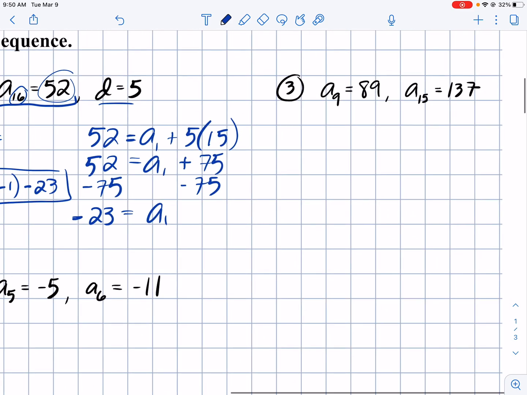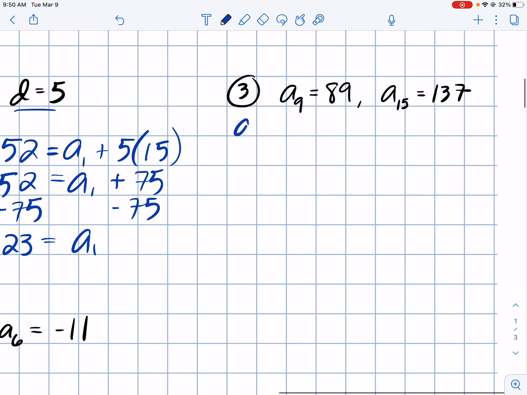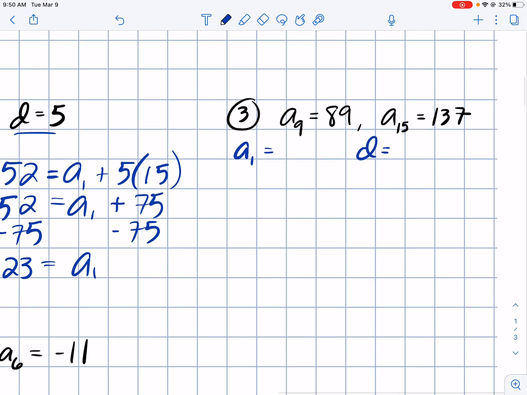For number 3, now you're missing both. You're missing the first term and we're missing the common difference. Okay. Well, you can treat these just like inputs and outputs, where 9 is your input, 89 is your output. Term 9 gets you 89, and term 15 gets us 137. And then you can just solve for the difference just like you would with slope, where we have our change in y, 137 minus 89, over 15 minus 9.